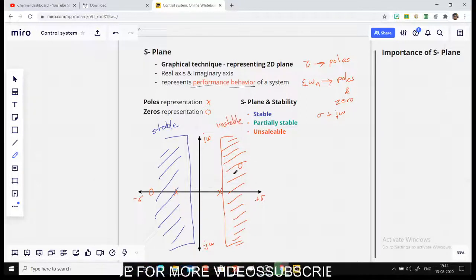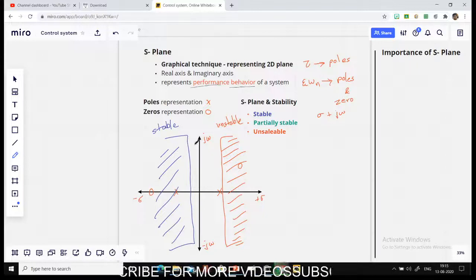Now, once you plot poles and zeros, if there is any pole or zero on the right hand side, that system is going to be unstable somewhere. So we design our control system so that we can convert an unstable system into a stable system. So that is how S-plane helps you to understand and design a control system so that the system becomes stable. And the middle part is called partially stable.